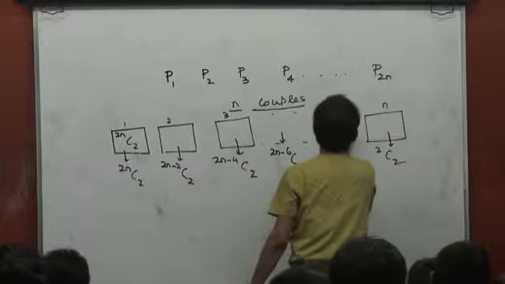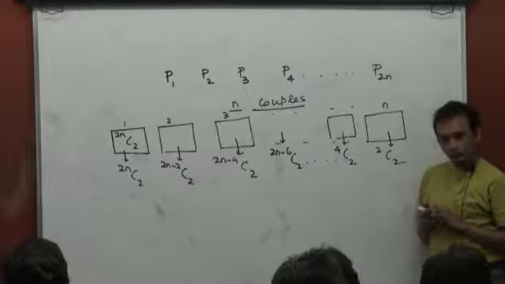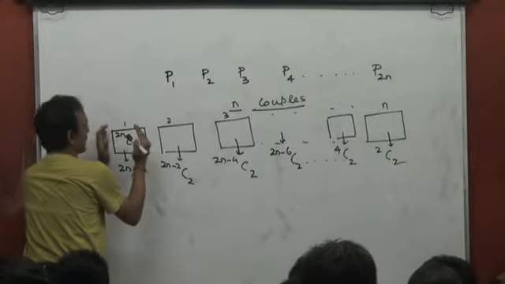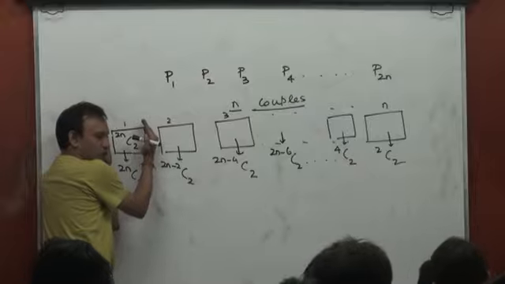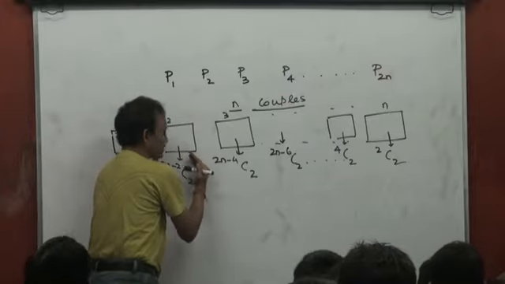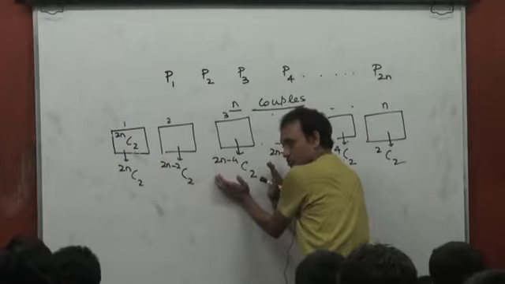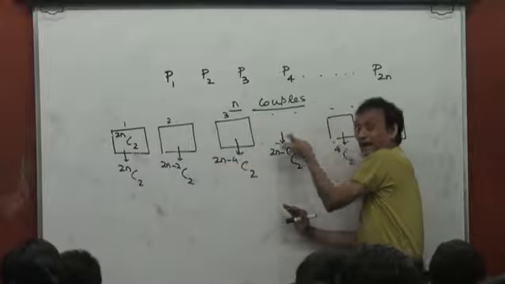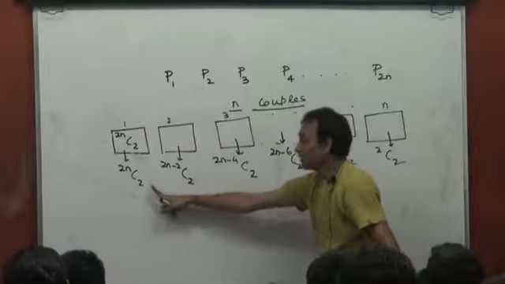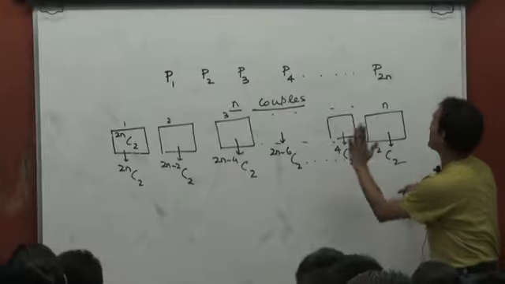Just prior to this, you will have 4 C2. So, a couple selected and placed in slot 1. The number of ways in which slot 1 could be filled is 2n C2 ways. The number of ways in which slot 2 could be filled is 2n minus 2 C2 ways. The number of ways in which slot 3 could be filled is 2n minus 4 C2 ways. I'm creating couples and I'm arranging them. I'm building order into the selection. The first couple, the second couple, the third couple, the nth couple, right? And I'm placing them in slots.